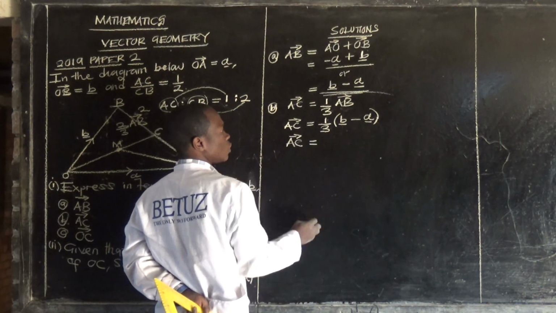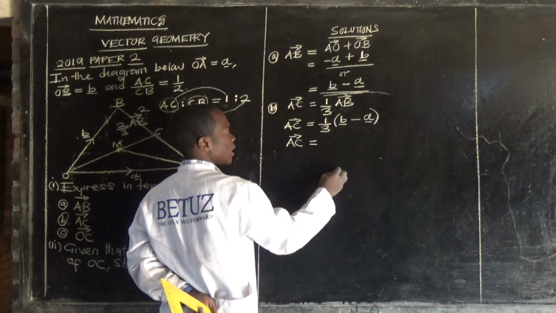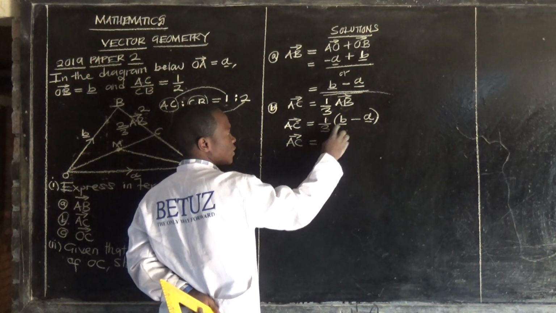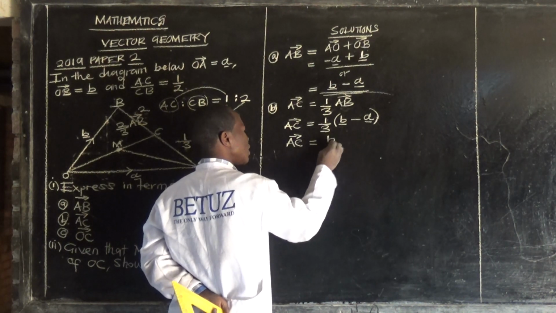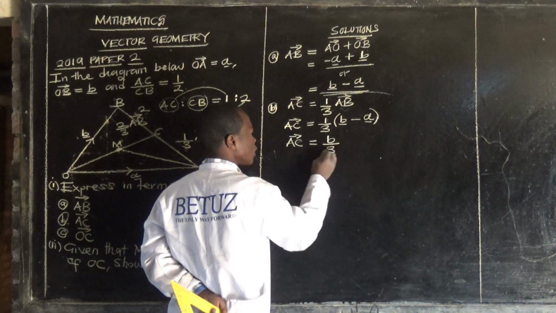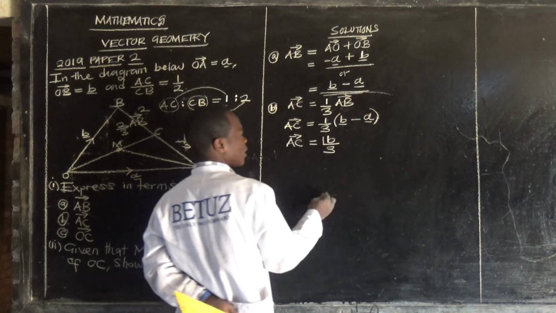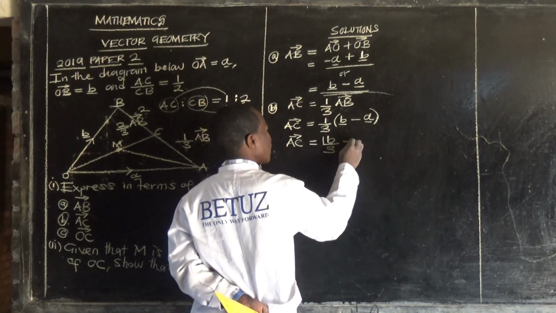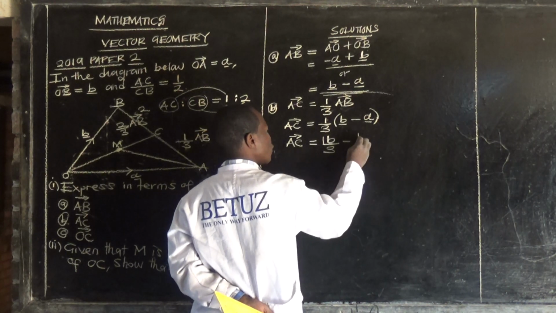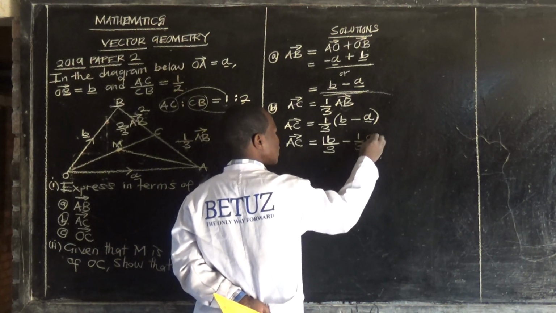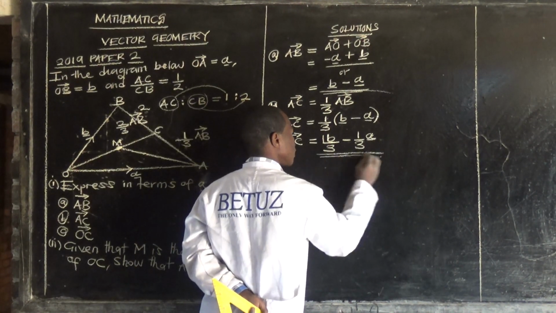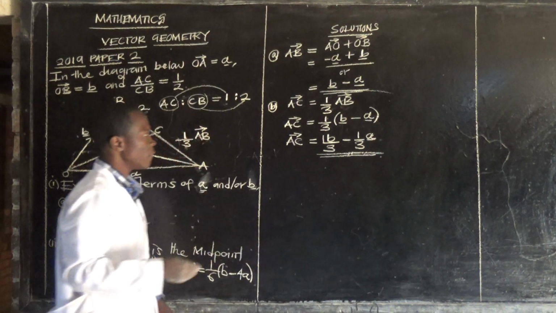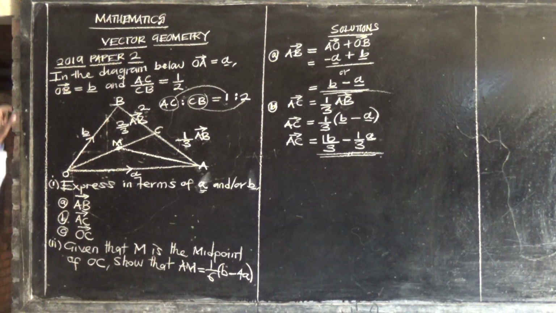AC is equal to, you can multiply and say 1 over 3 times B, you get B over 3, or you can say 1 over 3 B, vector B. Then minus 1 over 3 vector A, like this. Are we together? So this is our answer for question B.